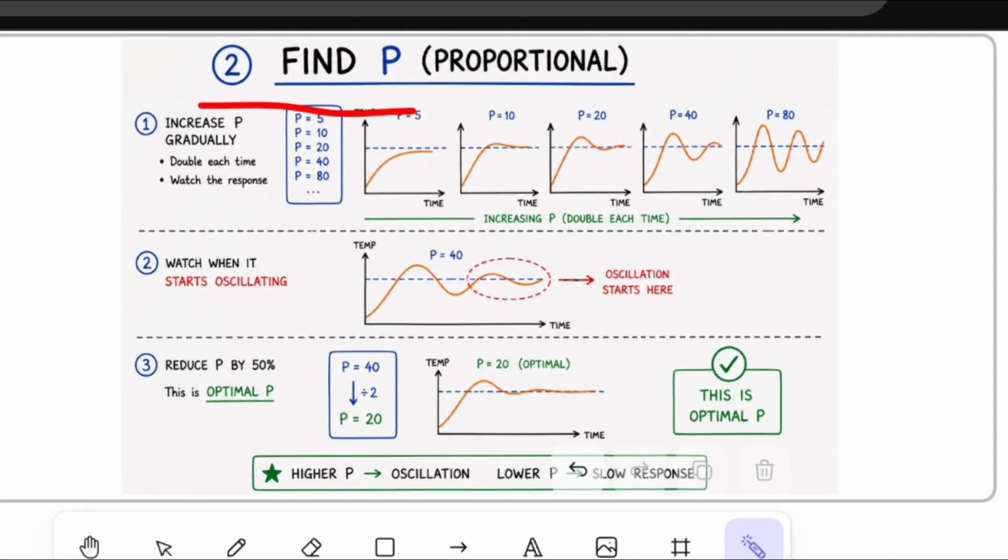Step 2 is finding the optimal value of P, that is proportional. Increase the value of P gradually, doubling each time, like 5, 10, 20, 40, 80, and watch the response you are getting. Watch when it starts oscillating. When oscillating, reduce its value by 50%, and the value you get is your optimum P. A higher P value leads to oscillation. A lower P value leads to slow response.